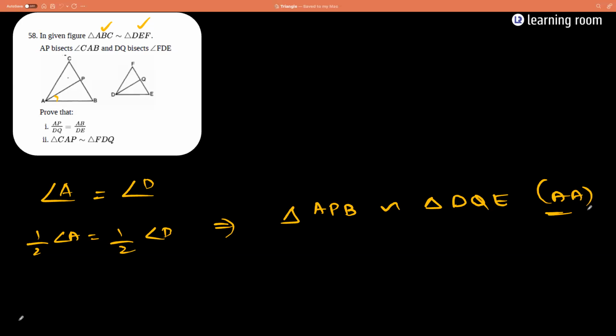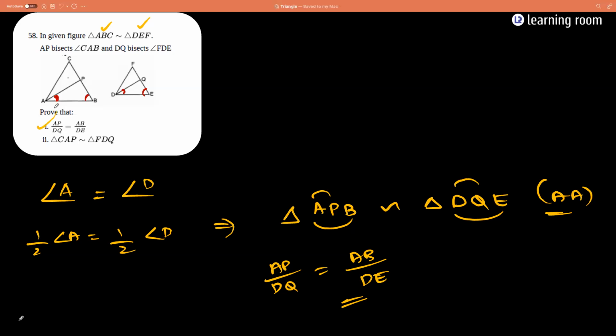Because what two angles are same? I'll mark it in red. This angle and this angle are same. Similarly, angle B is equal to angle E because they have already given that the triangles are similar. In the initial step itself, they gave it. So when that is the case, did we get the answer by now? AP by DQ is equal to AB by DE. Is that what they're asking us to prove? That's it.